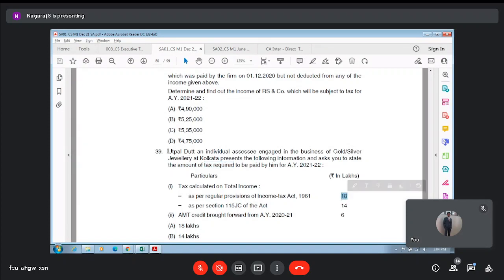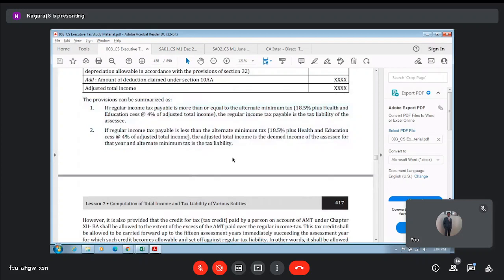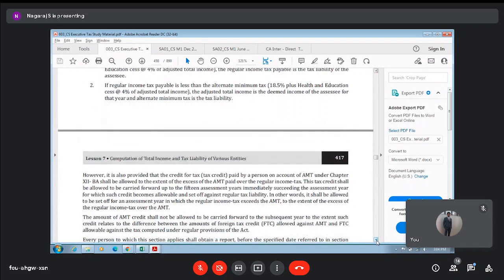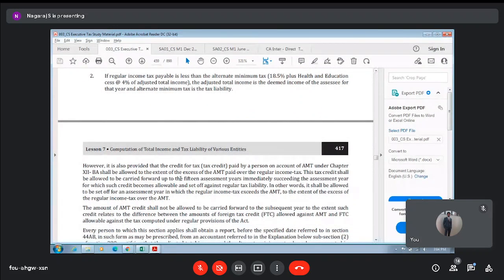See, Utpal Dutt is an individual. 115JC they have told. What is the tax credit? Have they given the section?